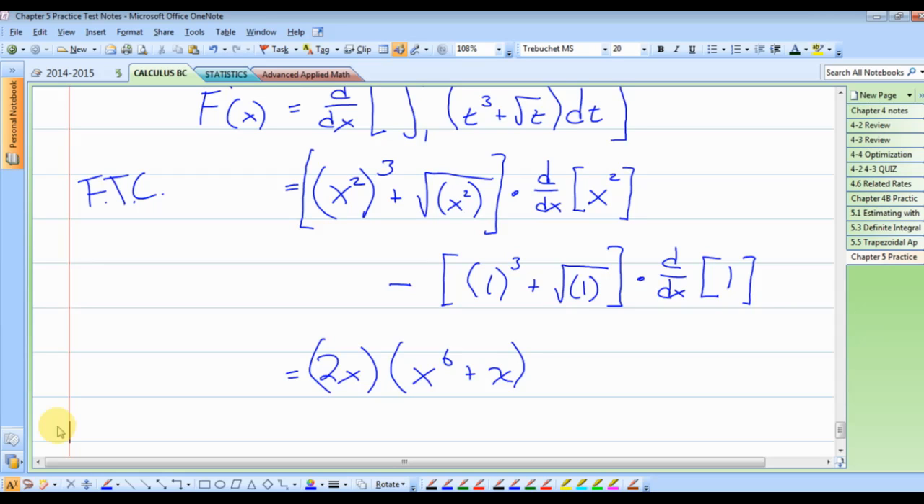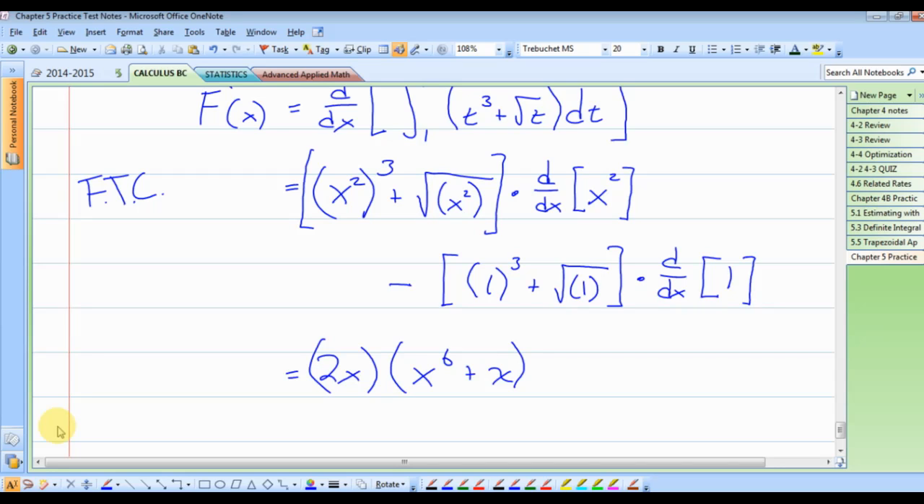Yeah. The minus 1 part, where is that going in the answer? The derivative of 1 is 0. You're right. I understand plugging in, but I don't understand why. Okay, let's move on then.